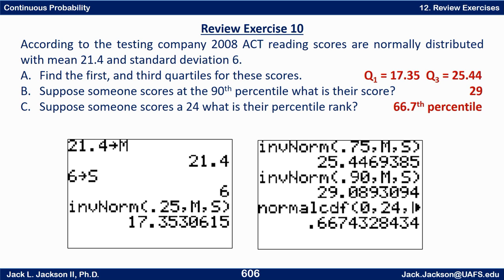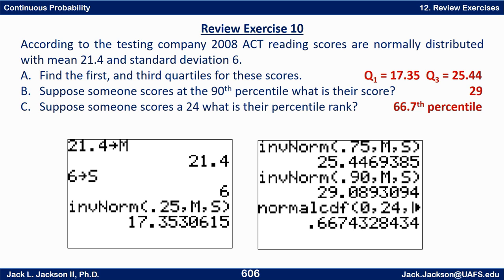Suppose someone scores a 24, what's their percentile rank? Okay, when you're asking what's their percentile rank, you're asking what's the probability that someone scored below that. So this one's actually a probability problem. So it's normal CDF to find probability. So it's normal CDF from, well, you might as well say 0 because there's not a score lower than 0. In fact, I'm not even sure you can get that low. But a score from 0 to 24 should take care of everything up to there.